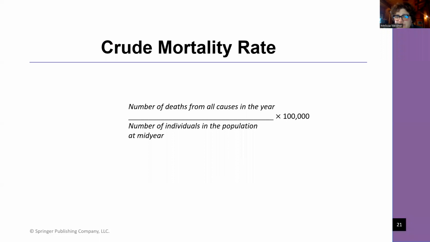The crude mortality rate provides a measure of the entire population. They often use the mid-year population for the number because it changes over the course of the year. So in a crude mortality rate, you take the number of deaths from all causes in a year over the number of individuals in a population at mid-year times 100,000. And you're usually talking about larger numbers of people, so we'd use 100,000 as your multiplier.